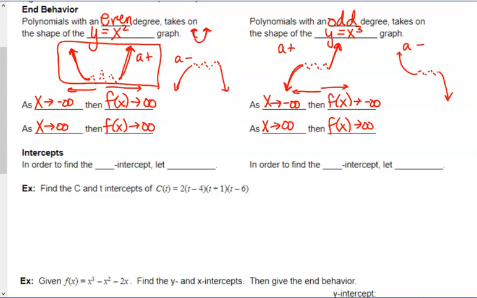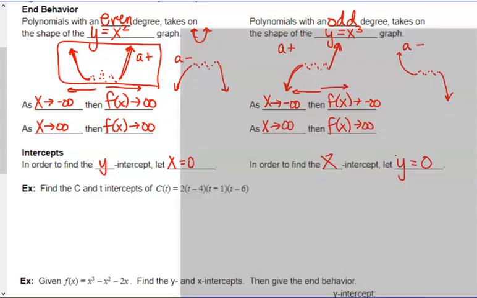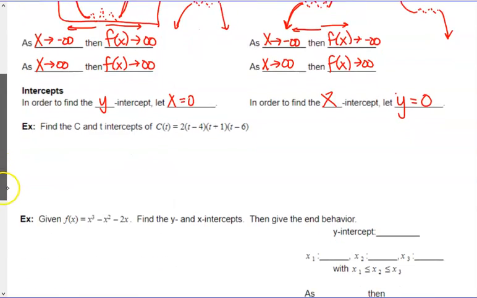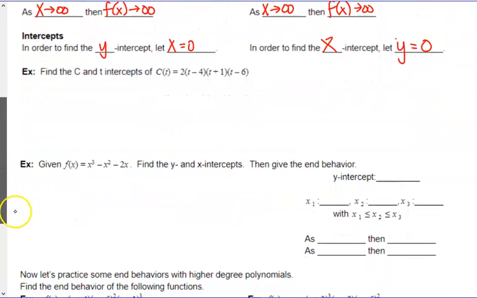Now, in Section 3.2 we also reminded ourselves what happens when I try to find a y-intercept and an x-intercept. It is kind of opposite. If I'm trying to find the y-intercept, I let x equal 0. If I'm trying to find the x-intercept, I let y equal 0. So we will have some practice on some of those, and this first one is actually practice of just that.